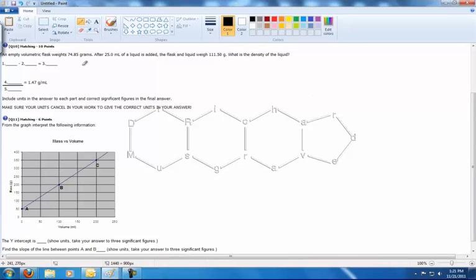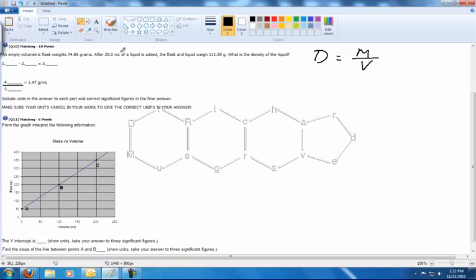Alright, so let's take a look at this next one. An empty volumetric flask weighs 74.85 grams. After 25.0 mL of a liquid is added, the flask and liquid weigh 111.50 grams. What is the density of the liquid? So when we're doing this kind of problem, we need a density, which is going to be the mass divided by the volume.